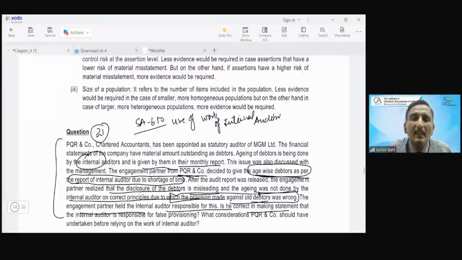Is he correct in making the statement that the internal auditor is responsible for false provisioning? So what considerations should be there before relying on the work of the internal auditor? Two parts. First part is whether the external auditor is right in holding that the internal auditor is responsible for false provisioning. Yes, first give me the answer to this question.